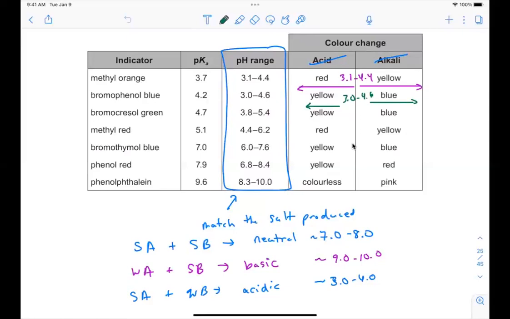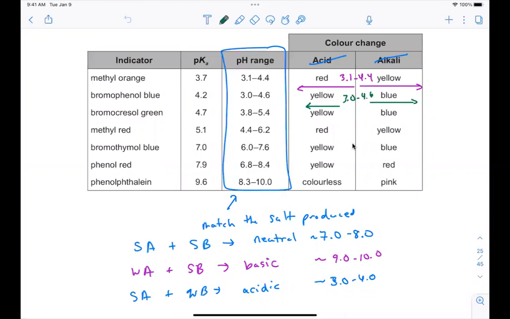Yeah, bromophenol blue. No, it'll be a mix. So if it's in between, it'll be a mix. So you would say green. Yes, because that's the color it is when it's completely on one side, and the other color on the other side.